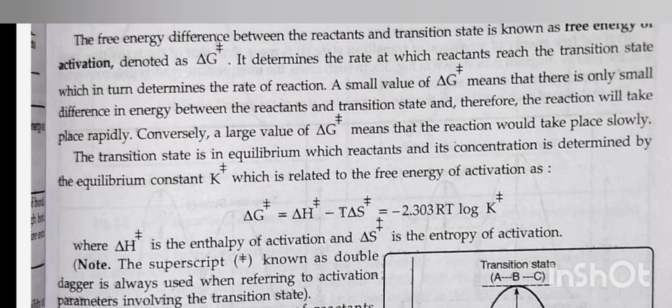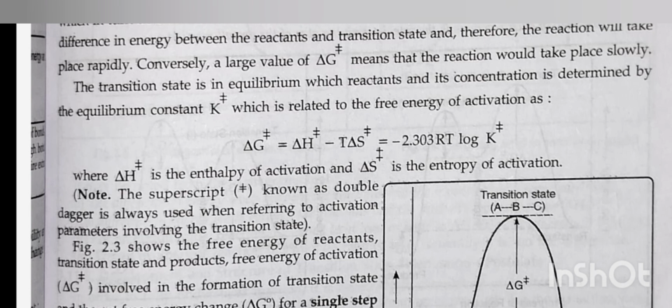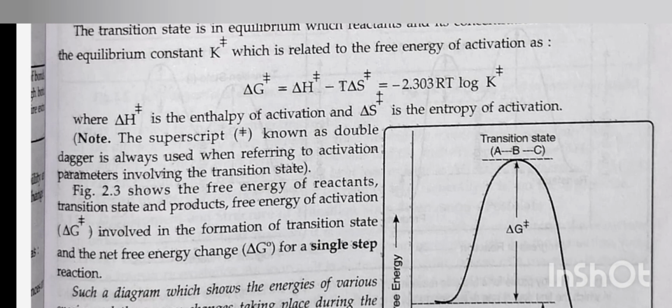The transition state is in equilibrium with the reactant, and its concentration is determined by the equilibrium constant K*, which is related to the free energy of activation. ΔG* = ΔH* − TΔS* = −2.303 RT log K*, where ΔH* is the enthalpy of activation and ΔS* is the entropy of activation. Note the superscript star, known as double dagger, is always used for activation parameters involving the transition state.